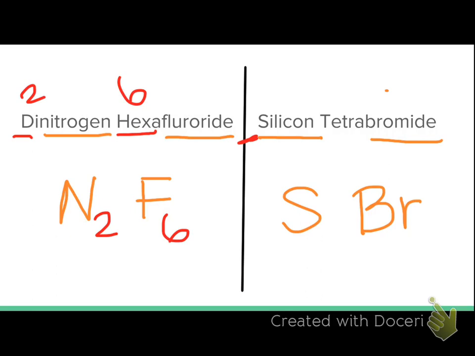So this was that example I told you where your first element is not going to have mono in front of it. It's just going to be by itself. So we can just leave that as it is, because if you don't have anything in this spot, it just means that you have 1. So we're going to leave that blank. And then tetra means 4. So we have 4 bromines. Okay?